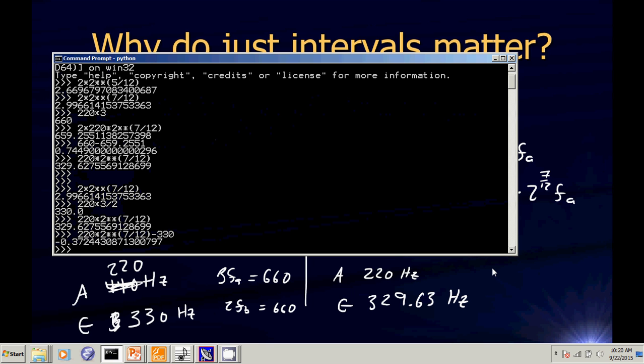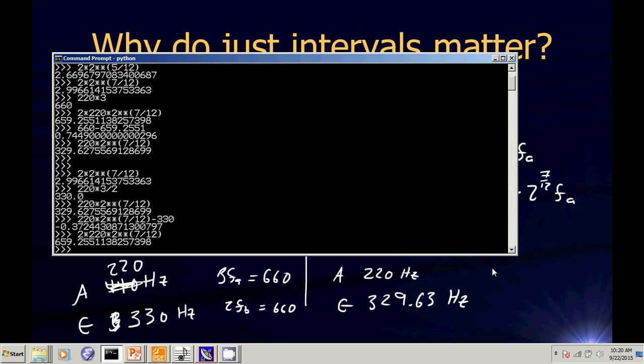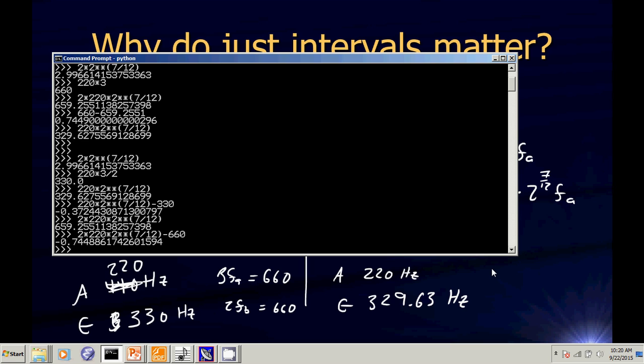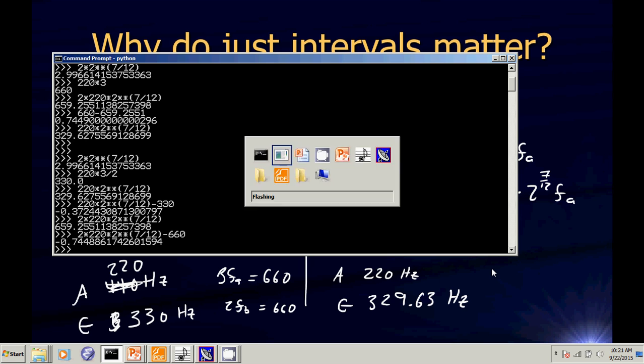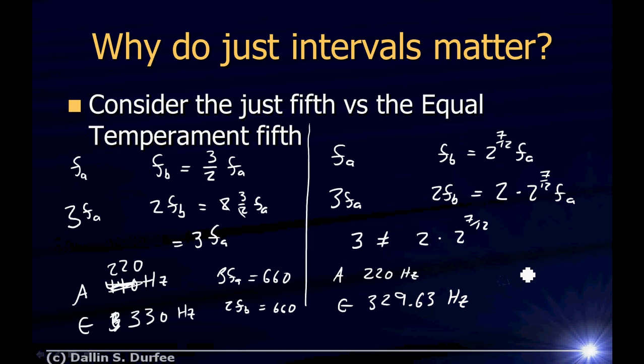Wait, that's not what I want. I want to take 2 times that to find the second harmonic. The second harmonic will be at 659. Subtract that from the third harmonic of the A, and we should get a beat rate of about 0.74 hertz. So 0.74 hertz should be the beating between the third harmonic of the lower note and the second harmonic of the higher note. So a little bit slower than 1 hertz.